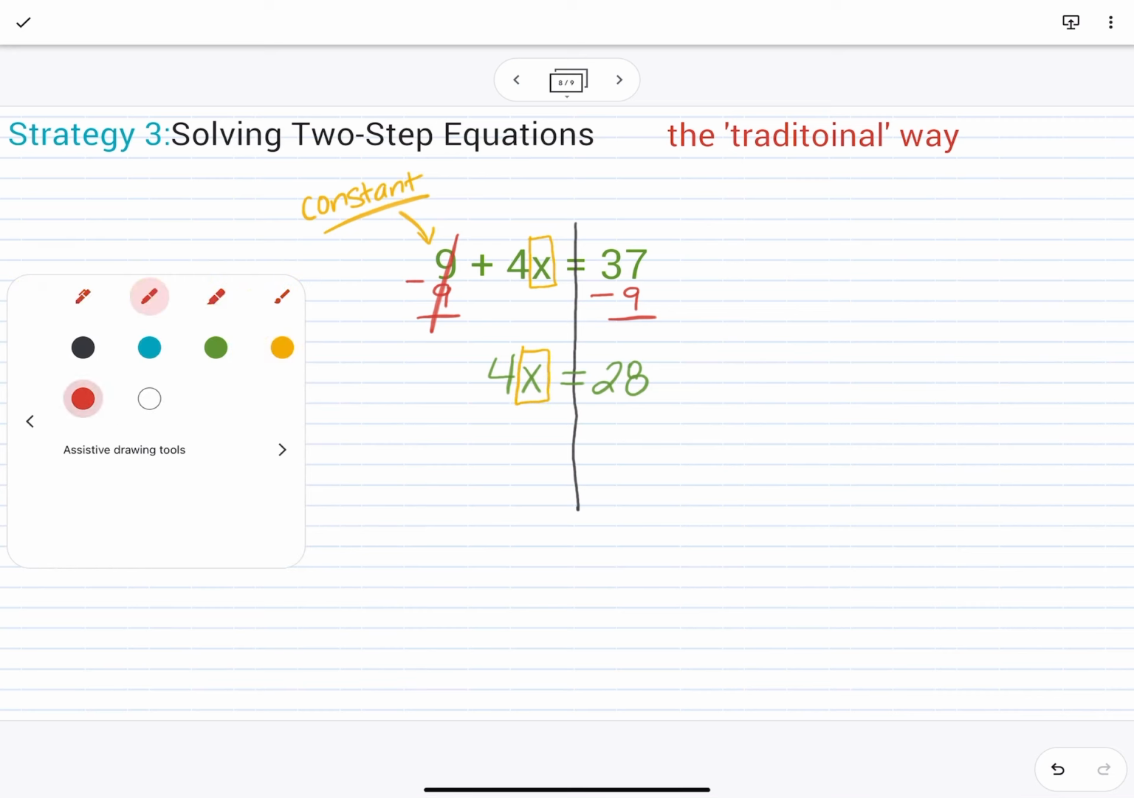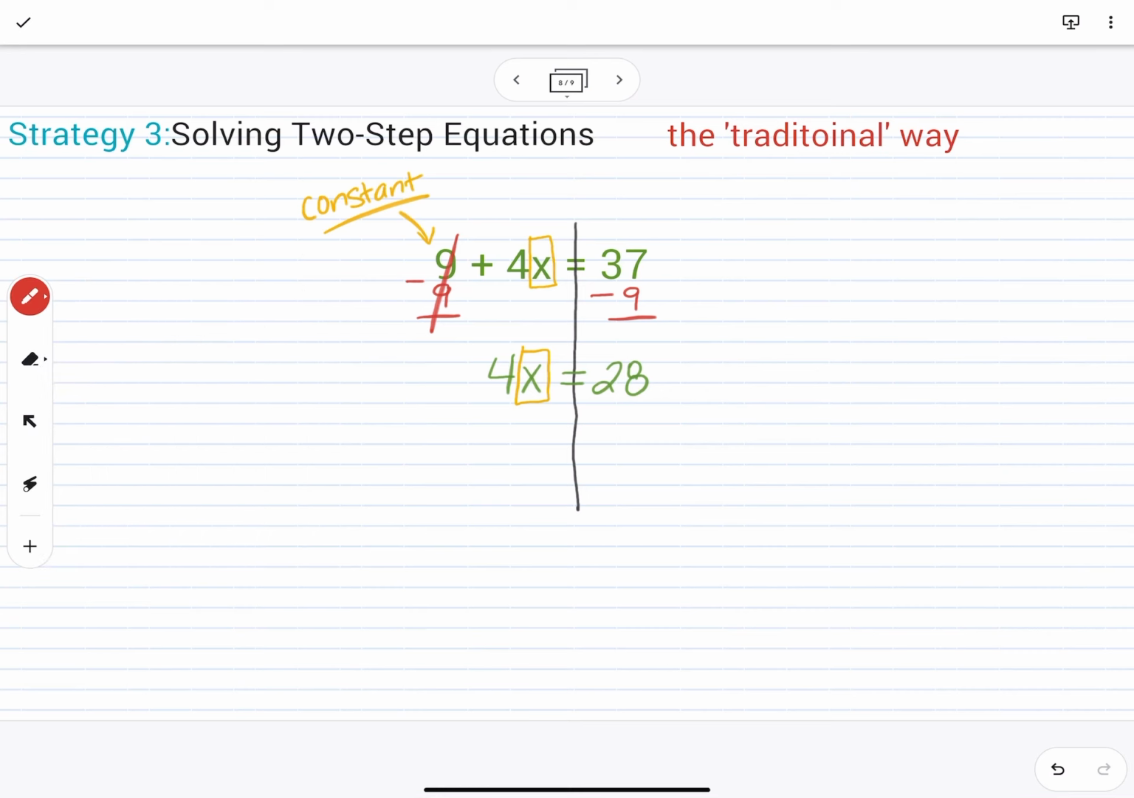And when I look at this equation, 4x is multiplication. 4 times what equals 28. So in order to isolate the variable, I have to use the opposite of multiplication, which is division. So I'm going to divide by 4. And now watch what happens. 4 divided by 4 gives me 1. And that's exactly what I want.